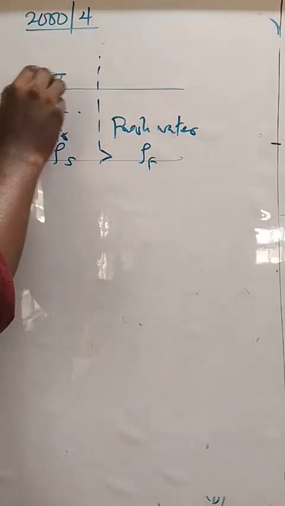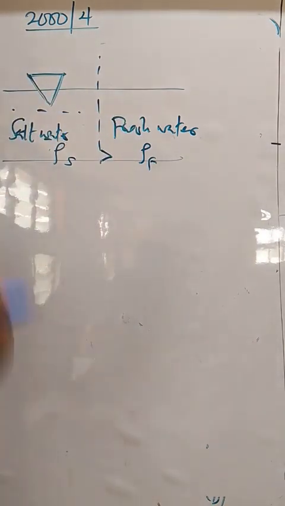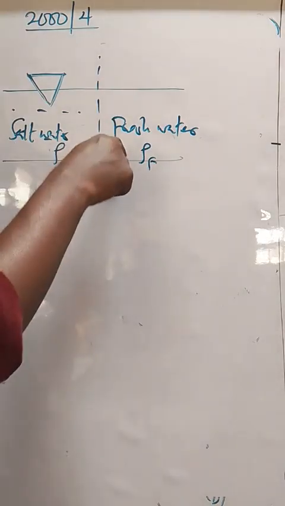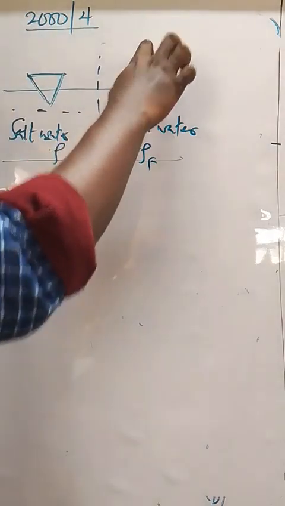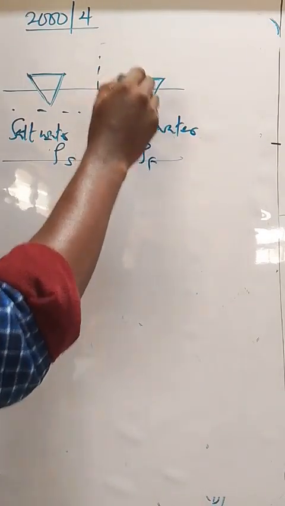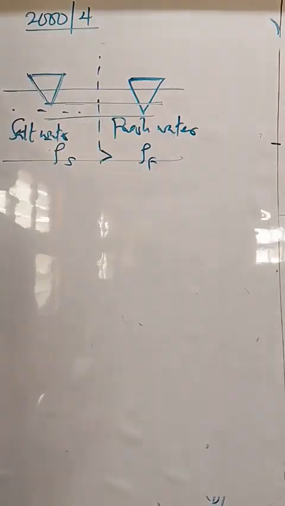So a ship sails from where? Let's say this is the ship. It sails from salt to fresh. Now look at this. Since salt water is denser, fresh water is less dense. When a ship sails from here to here, what happens? It will sink more. It will go down more. Why? Because the density of this one is less.